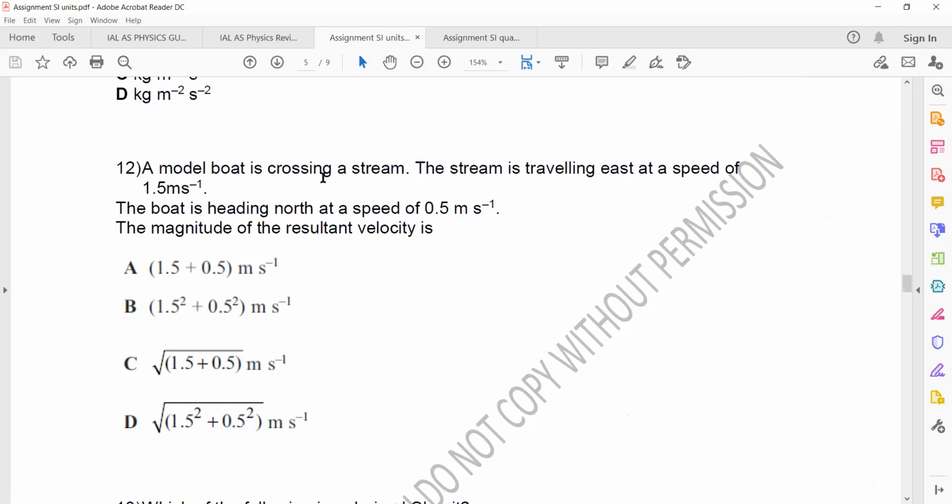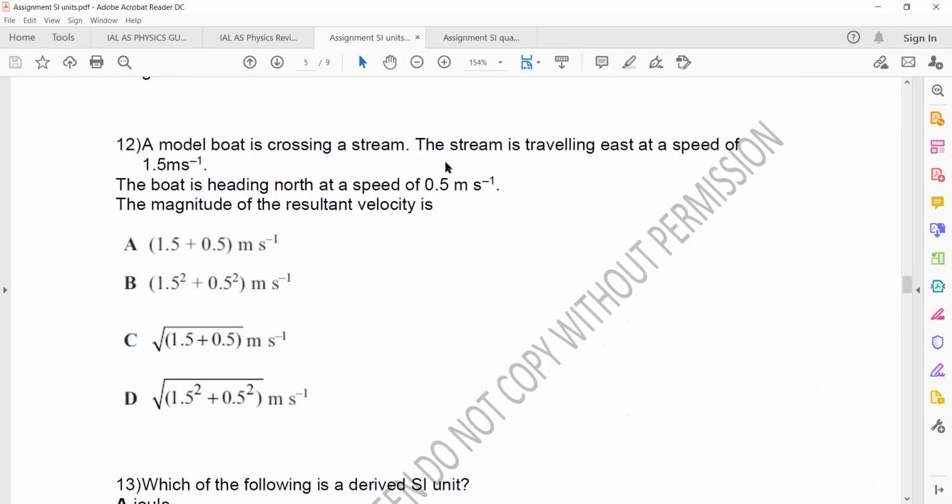A model boat is crossing a stream. The stream is traveling east at a speed of 1.5. So as we know the directions on the compass, north is up, east is towards the right, and west is the opposite. So the stream is moving in the east direction at 1.5, and the boat is heading north. So the boat is going up.